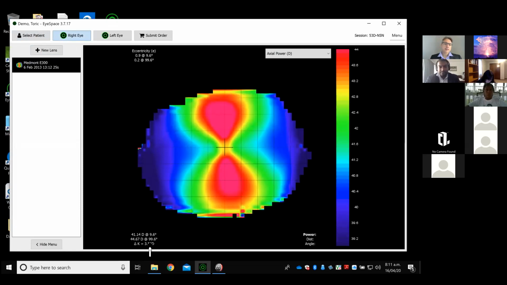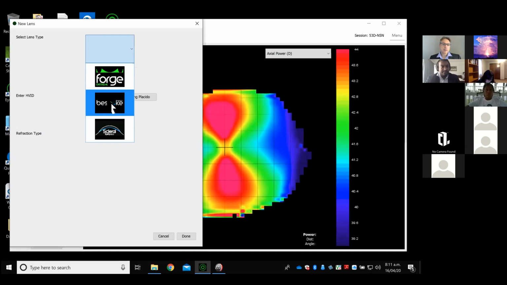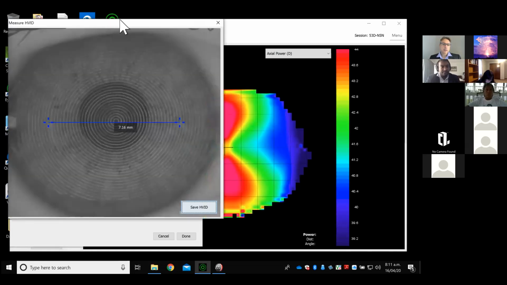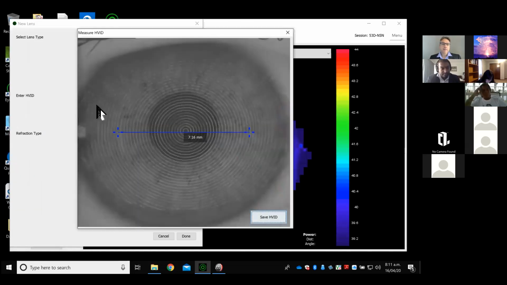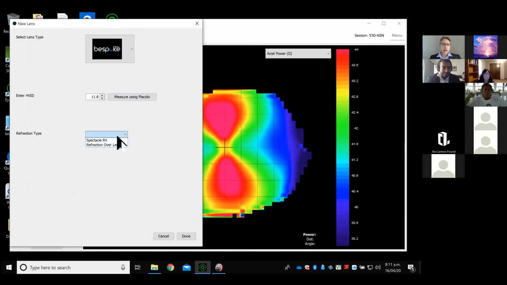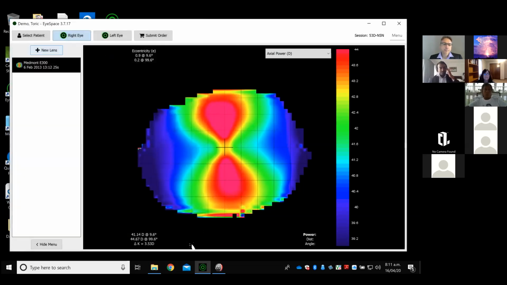So let's design another bespoke lens. We're going to go to new lens, choose the bespoke. Again, we just measure the HVID. And you can see it's now becoming quite an easy process once you've done this a couple of times. Let's take an interesting prescription like -12, -3.50 at axis 10, and we'll design the lens.